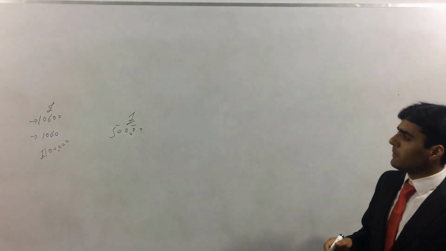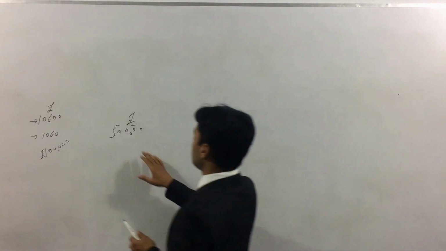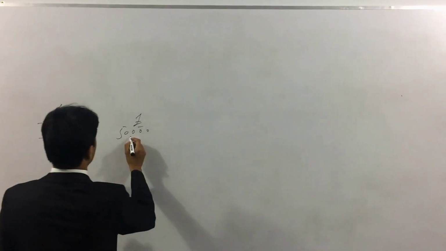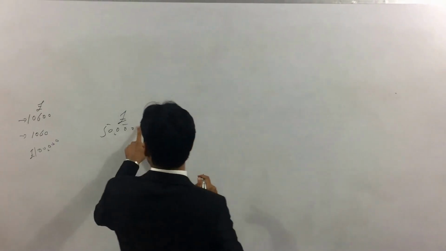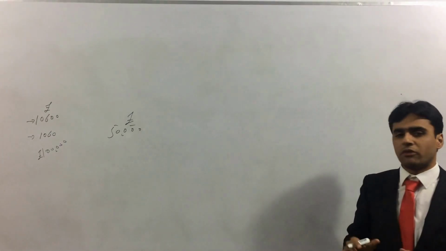Our threshold is 50,000, right? Yeah, sorry, our threshold is £50,000. I might have written more than that, but it is £50,000. So our threshold is £50,000.